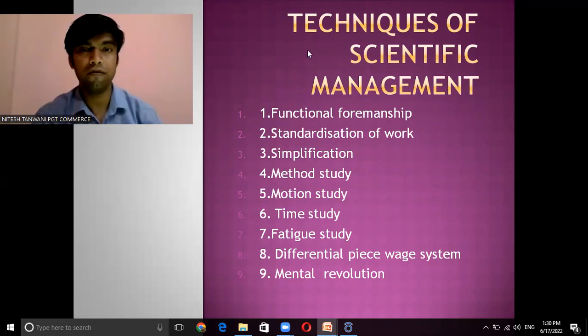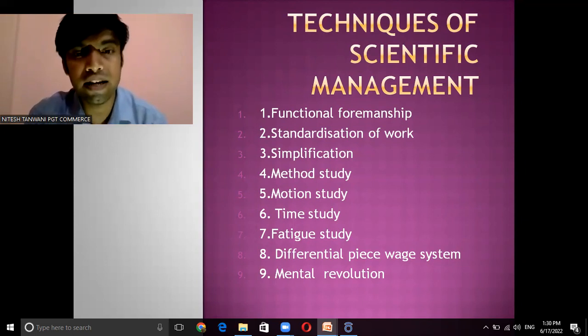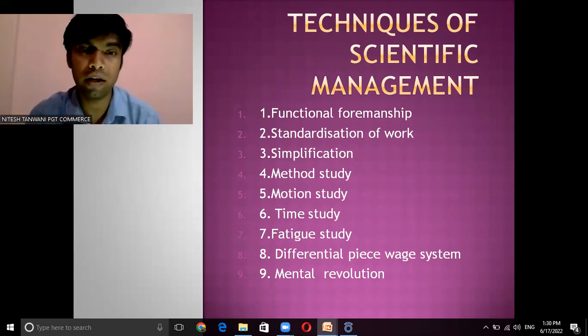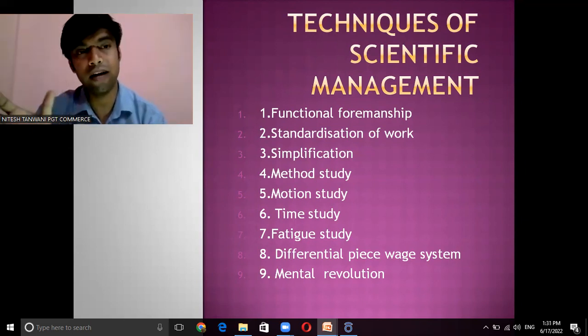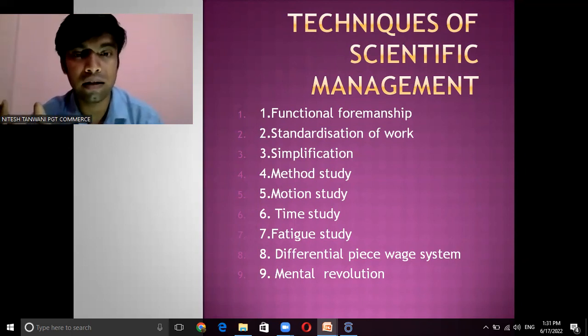Here, if we are talking about method study, then we have to work accordingly. It refers to identifying the most suitable way to do a particular activity. Motion study refers to a technique to study the movements that are necessary for doing a well-defined job or work. Motion study is very important, the way of doing that is required.